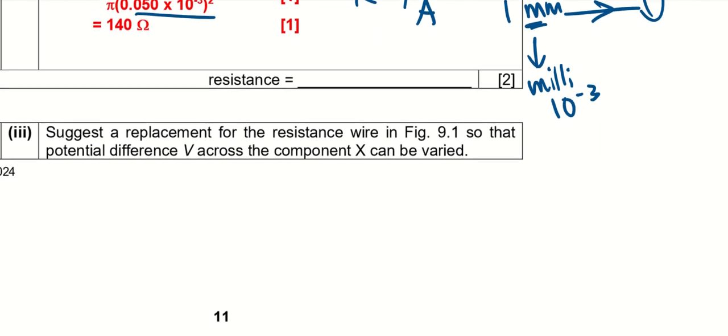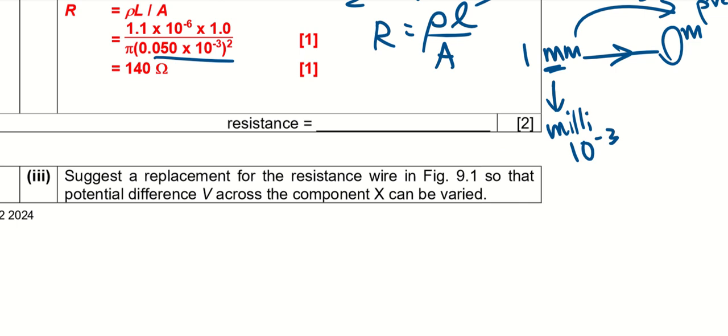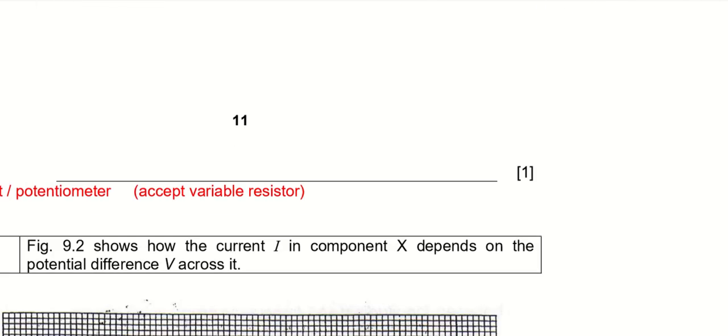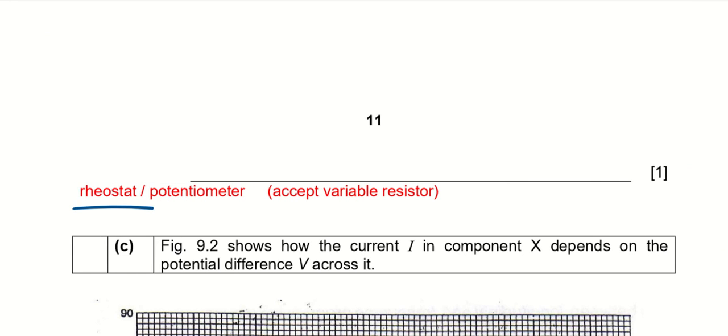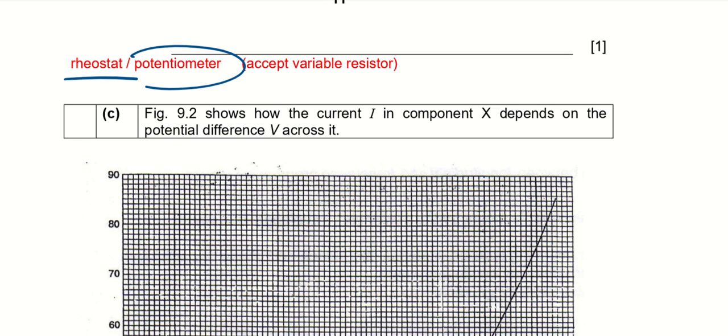Now, suggest a replacement for the resistance wire in figure 9.1 so that the potential difference across the component X can be varied. So we can use a rheostat or potentiometer. So maybe you are not so sure about the potentiometer now, but it's okay. So we can just talk about the rheostat.